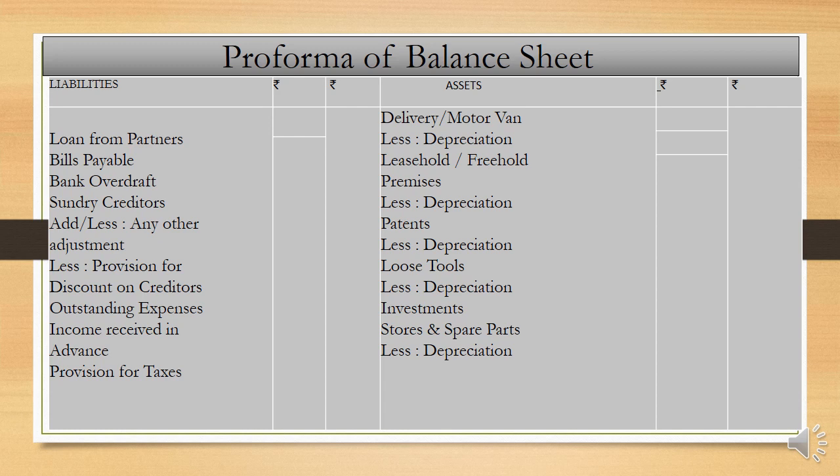Outstanding expenses, if the accounting period is for 12 months. If you remember, our accounting period is for 12 months starting from the 1st April and ending on the 31st March, and certain expenses are not paid till the 31st March. Suppose we have paid for the month of January, still we have to pay for February and March. So for those 2 months the expenses are outstanding, still we have to pay. It is a payable, we have to pay. That is why it is considered a liability.